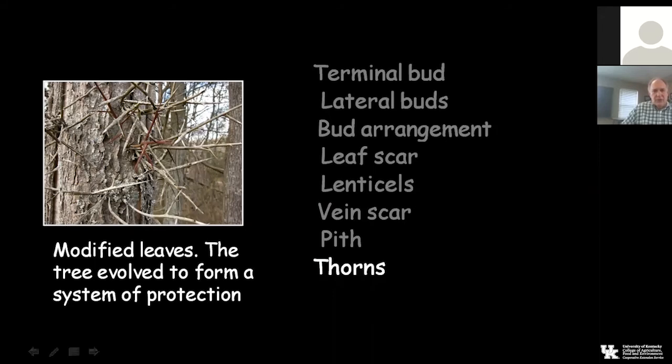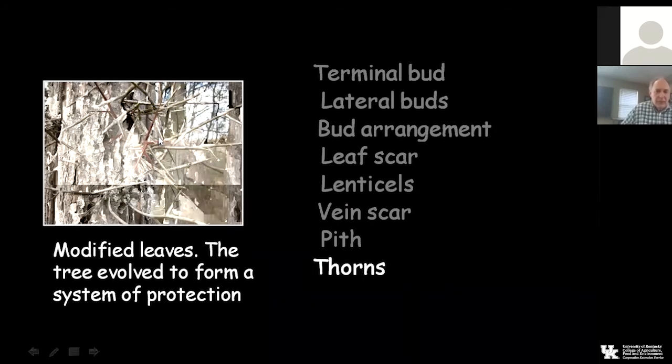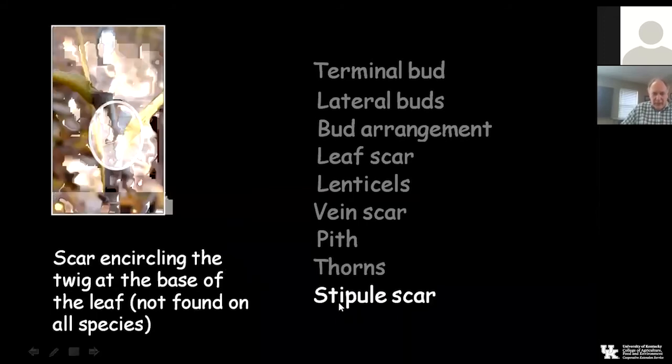One of the last ones is thorns. There are several trees here in the state of Kentucky. This is the honey locust, and if you've ever run up against one of those, they are extremely dangerous. Basically, what the thorns are on all trees are modified leaves for protection. These trees have learned that they needed to change their leaves so that they would be protected from being eaten.